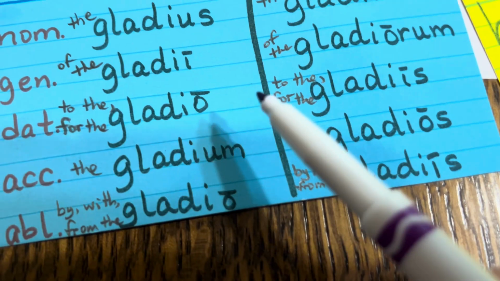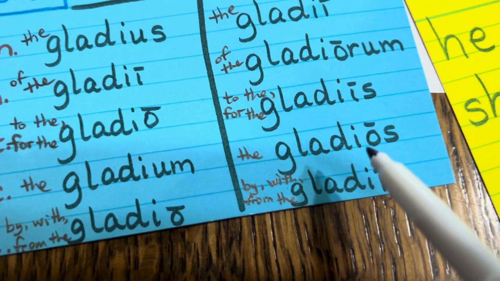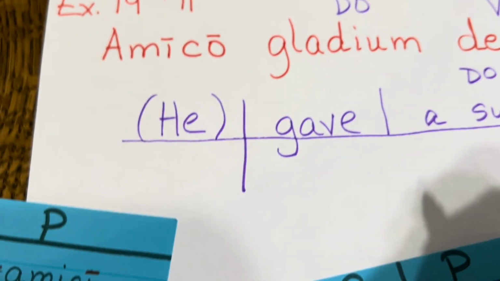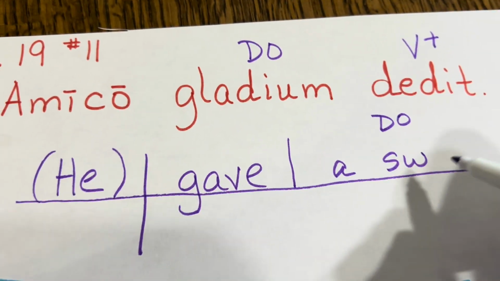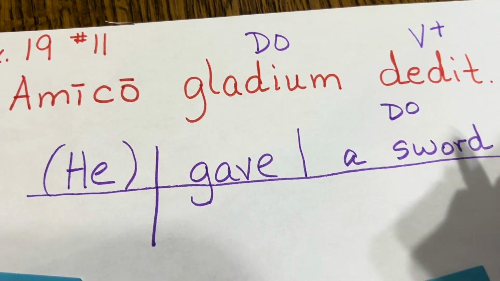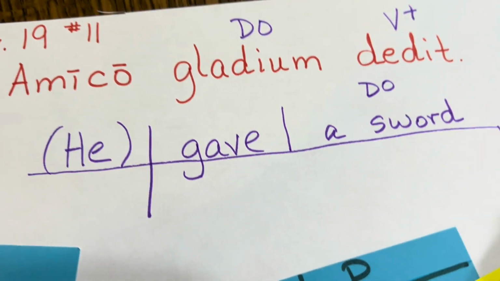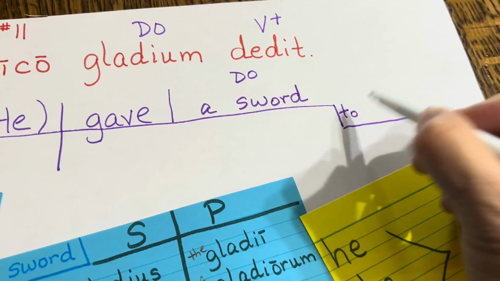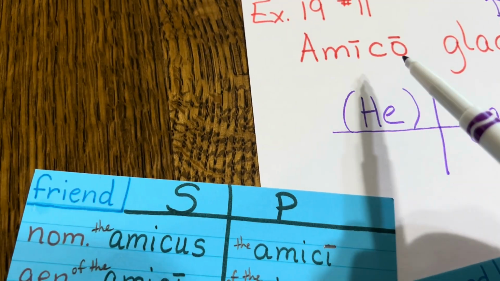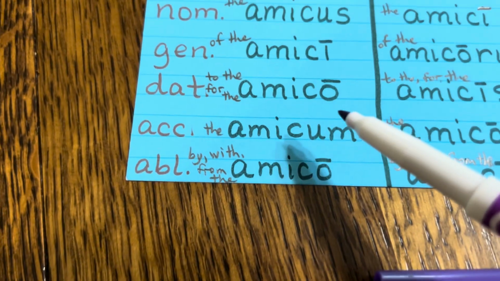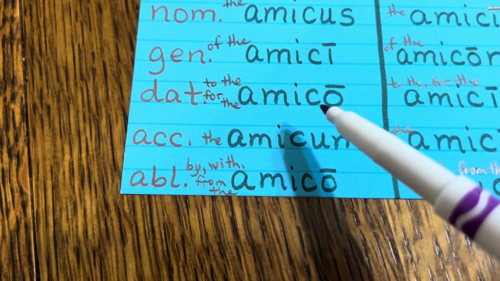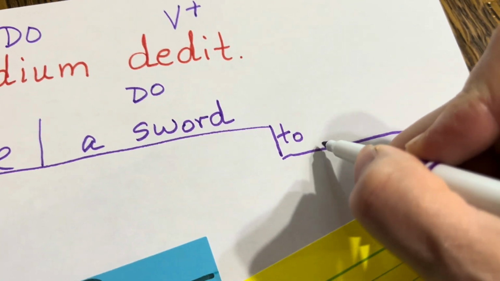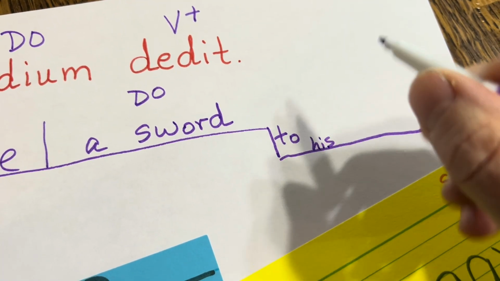Well, let's see. Is it gladium singular, a sword, or many swords? Gladios? Nope, it's gladium, singular. So it's a sword. He gave a sword to someone. To, and what's left? Singular, dative, to the friend. To the friend, or his friend maybe, since we said he.